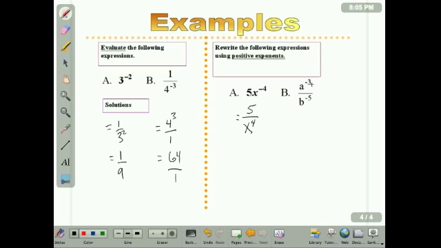A to the negative third over b to the negative fifth, we're going to find its reciprocal, and essentially we're going to flip these numbers. So my b to the fifth is going to be on top. Notice that the negative changed to a positive in the numerator, and this a to the negative third is going to become a to the positive third in the denominator.